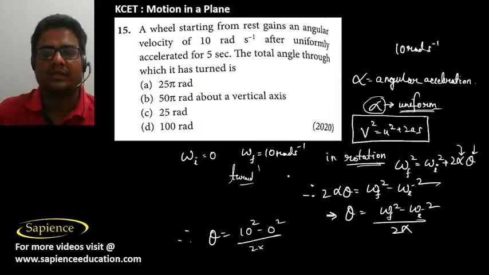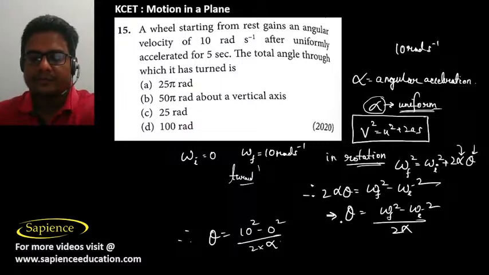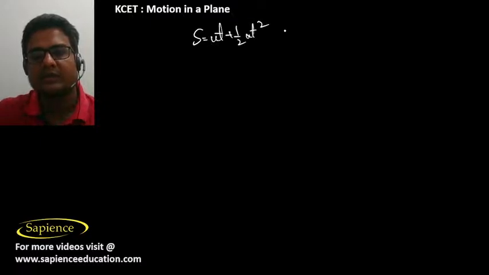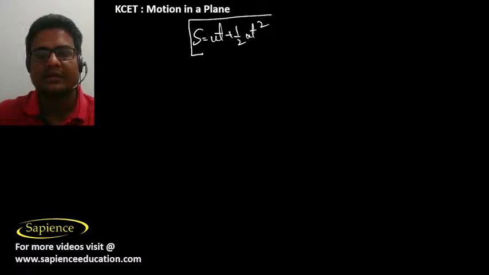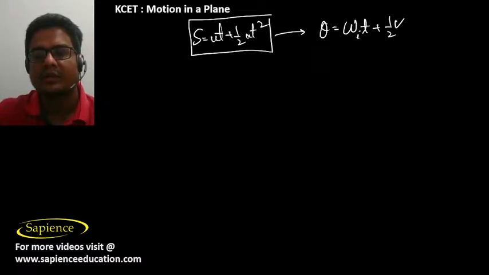Okay, uniformly accelerated for 5 seconds, so alpha we have to find. Here we can also use the formula s equal to ut plus half at square, since time has been given. This is in the linear form, for constant linear acceleration. But for constant angular acceleration, in rotation, we should use theta equal to omega initial into t plus half into alpha t square. Here omega initial is 0.